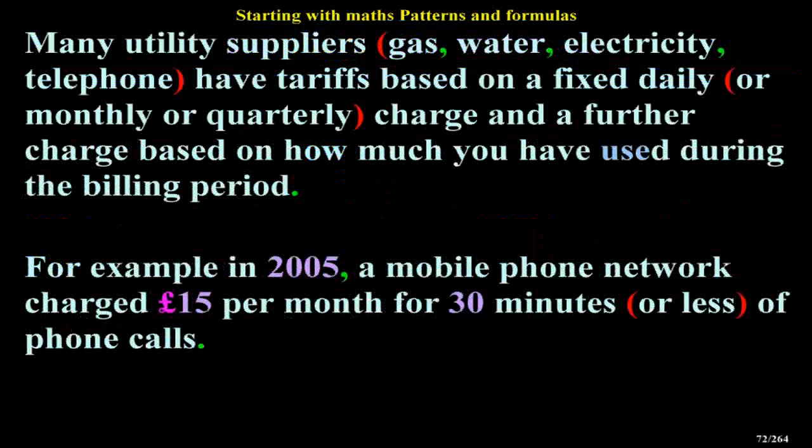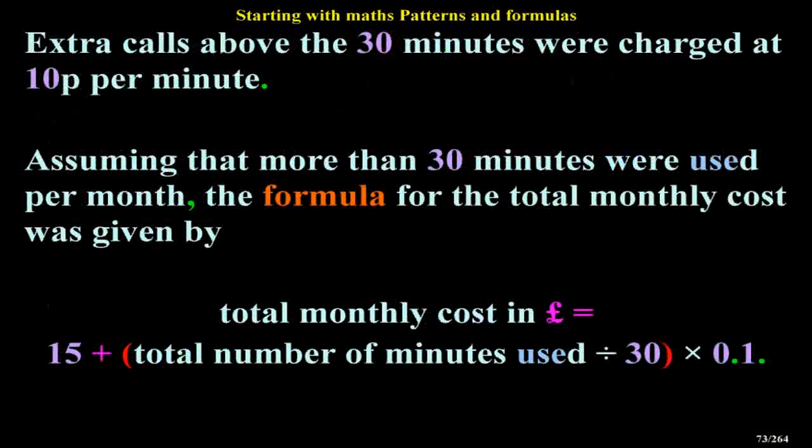Many utility suppliers, gas, water, electricity, telephone, have tariffs based on a fixed daily or monthly or quarterly charge and a further charge based on how much you have used during the billing period. For example, in 2005, a mobile phone network charged £5 per month for 30 minutes or less of phone calls. Extra calls above the 30 minutes were charged at 10p per minute.